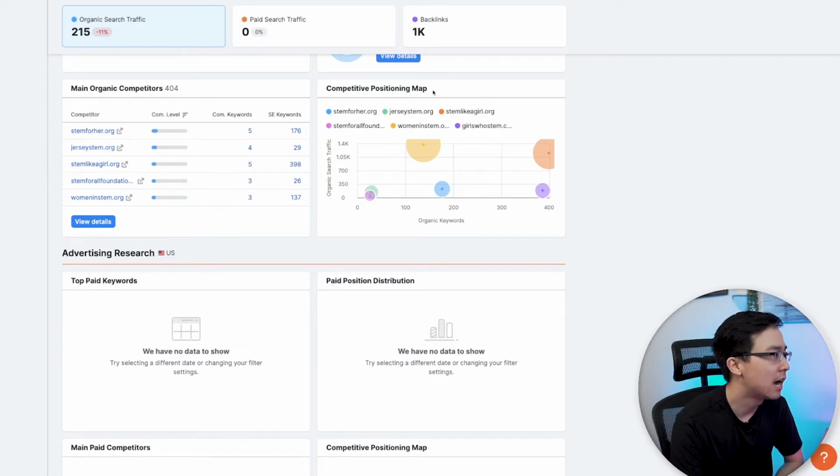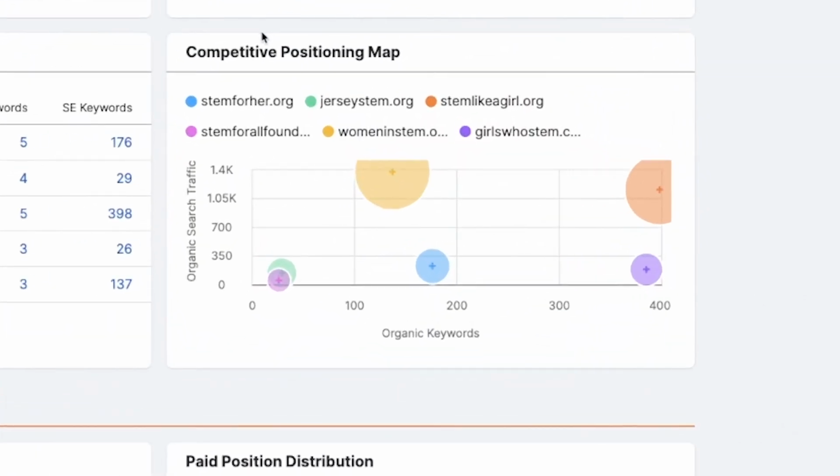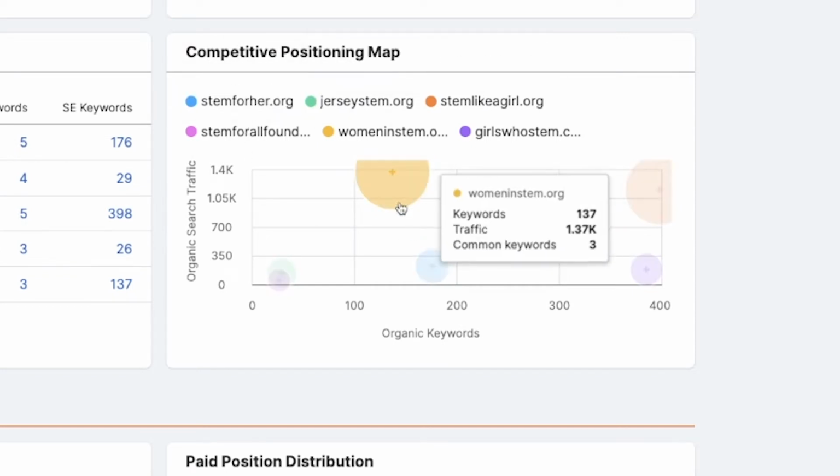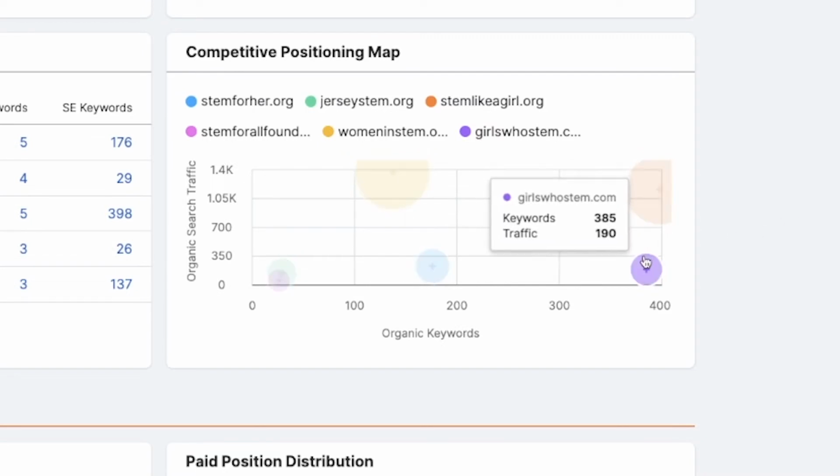So in this situation, I can look at this competitive positioning map and I can see that a few of the websites that are potentially interesting to me are stemforher.org, jerseystem.org, stemlikeagirl.org, and STEM for All Foundation. So if I want to go ahead and look at this chart, I can see where I respectively rank across all of these different websites.